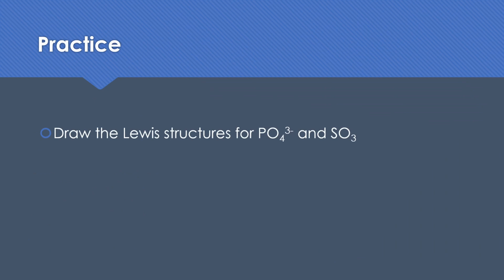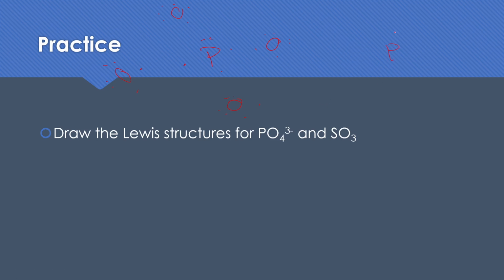Draw the Lewis structures for PO4 3- and SO3. So phosphate and sulfur trioxide. Starting with phosphate, again I'm using my method, and I'll also do the other method just for your sanity's sake.